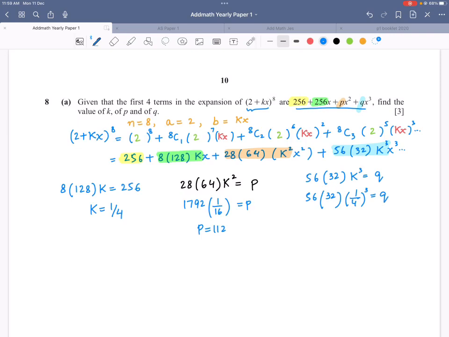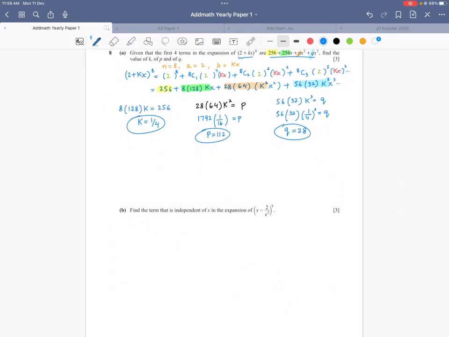Solve them. 56 times 32 divided by 4 cube, 64. That will be 28. So we got the values for p, q and k, that is 1 over 4, 112 and 28. These three values are your answer. Moving towards the next one.